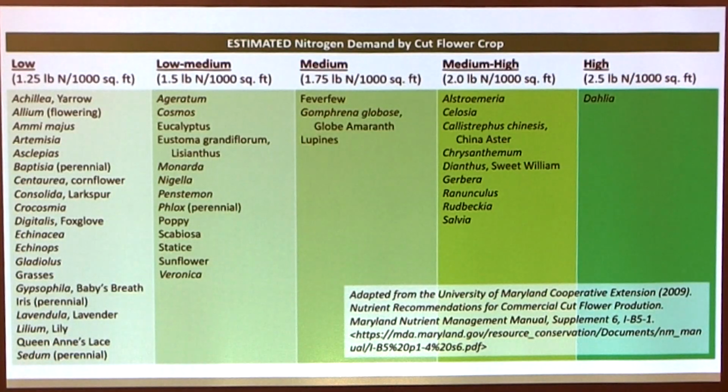So I know this is terribly dense and hard to see, but there is this amazing resource from the University of Maryland Extension, and they have this fact sheet. I put the website here, and this is it summarized, and it's talking about cut flower crops in terms of their nitrogen demand. So low, medium, and high.